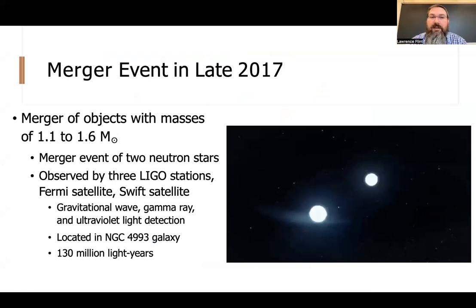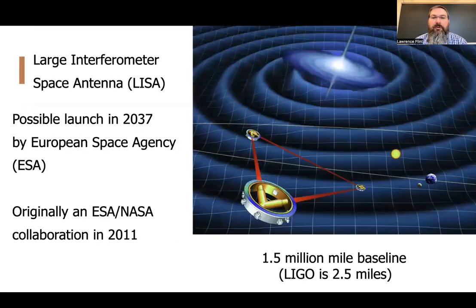There's another merger event in late 2017. 2 neutron stars, each with a mass of 1.1 and 1.6 solar masses, collided. When those 2 neutron stars collided, it was observed by LIGO. It was observed by Fermi, which is a space satellite, which we'll go over, and by the Swift Gamma Ray Observatory. So it was observed as a gravitational wave by a gamma ray observatory and by measuring ultraviolet light. And it's in a galaxy NGC 4993, which is about 130 million light years away.